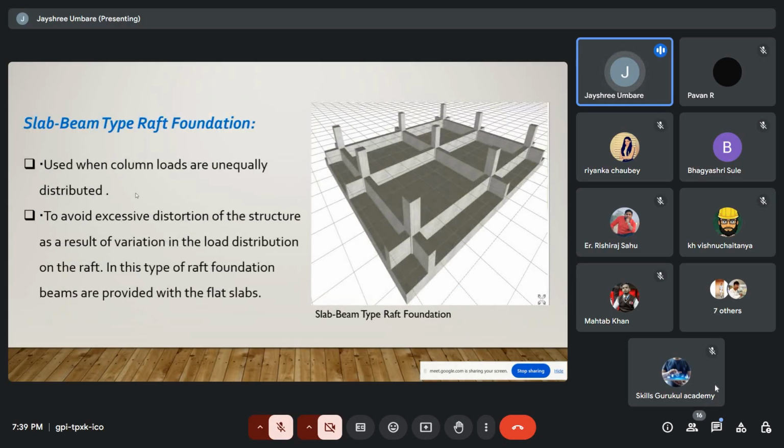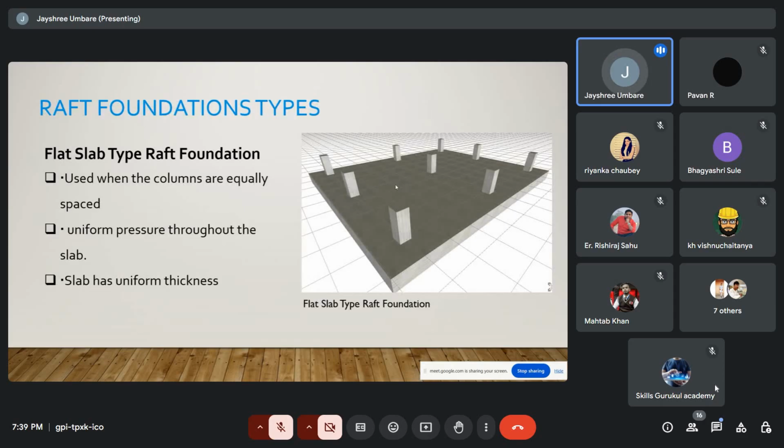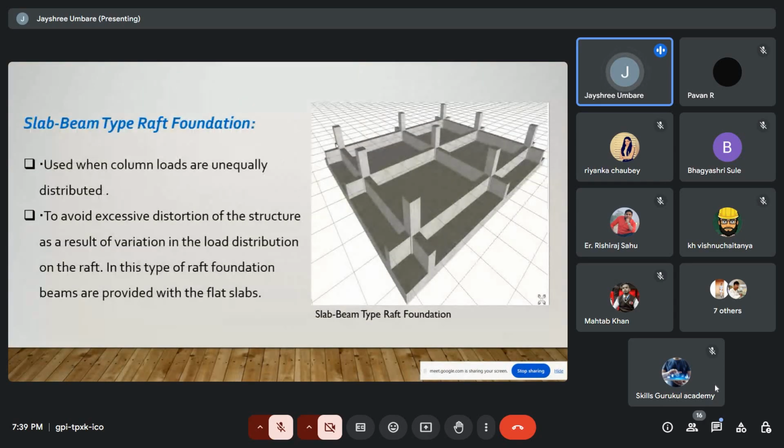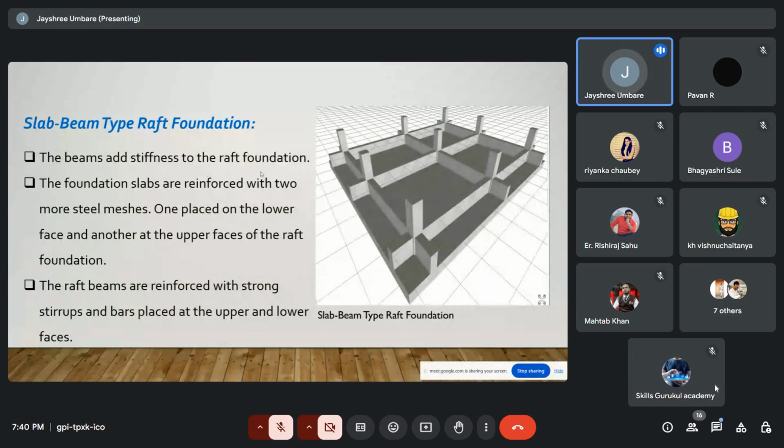And the second type is slab beam type raft foundation. The difference between both is that in the first one the columns are not connected by beams, and in the second one the columns are connected by beams, and also there is a cantilever portion of the beams. This is to avoid excessive distortion of the structure as a result of variation in the load distribution on the raft. In this type of raft foundation, beams are provided with the flat slabs as shown in the figure. The beams add stiffness to the raft foundation.